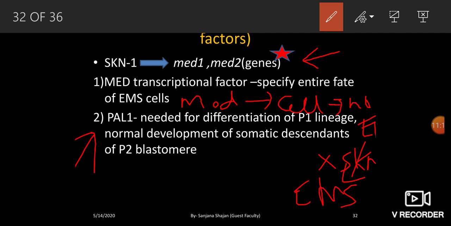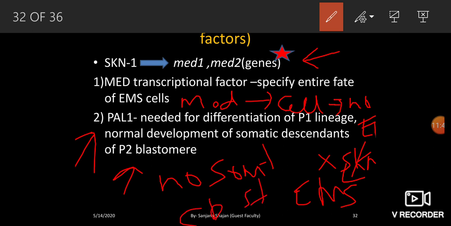So what they found was that the embryo which lacks this gene... Whenever you want to know the function of a gene, what you do is mutate the gene. So when you do the mutation, there is a loss of that gene, so that the function or the phenotype will not be expressed. Similarly, when they did experiments with this gene, the PAL1 gene, the embryos which lacked this PAL1 gene had no somatic cells from the CD stem cells. Thus, it was seen that PAL1 is needed for the differentiation of the P1 lineage into somatic descendants.